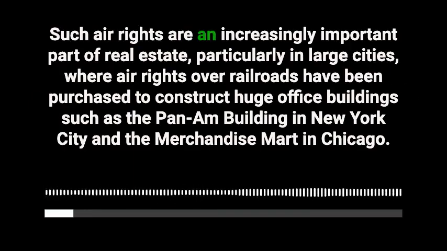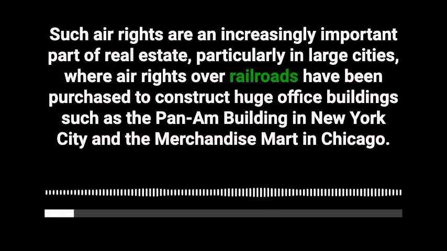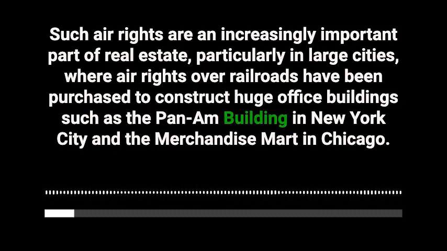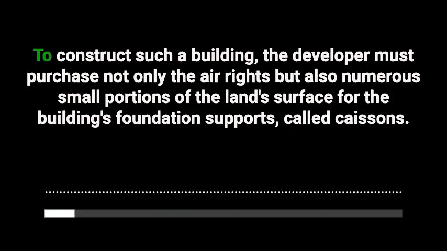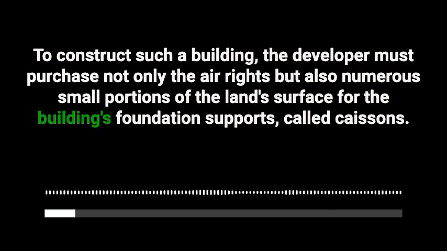Such air rights are an increasingly important part of real estate, particularly in large cities, where air rights over railroads have been purchased to construct huge office buildings such as the Pan Am Building in New York City and the Merchandise Mart in Chicago. To construct such a building, the developer must purchase not only the air rights but also numerous small portions of the land's surface for the building's foundation supports, called caissons.